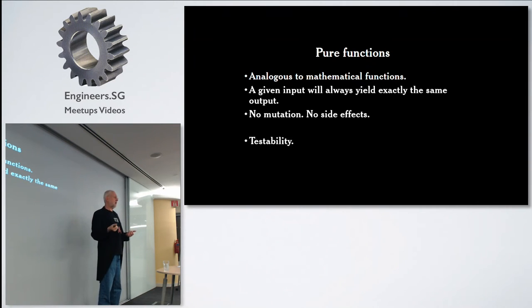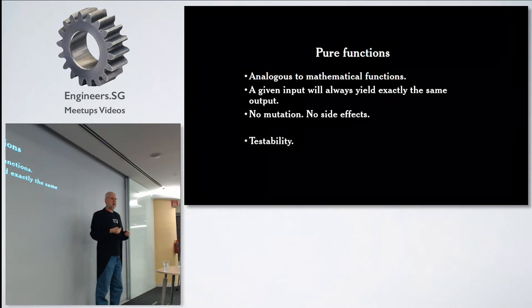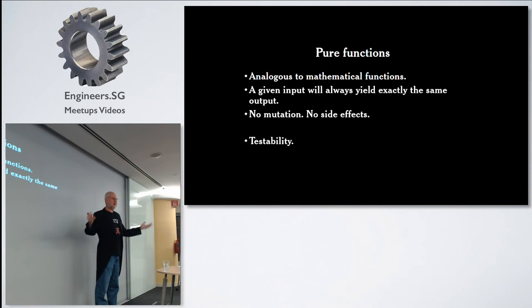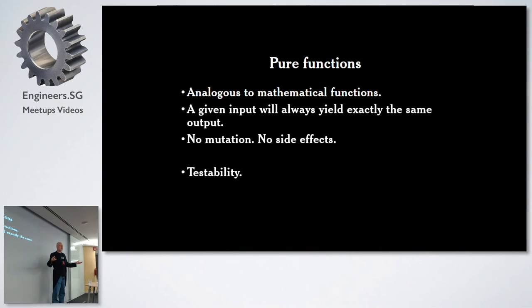First reason is testability. If you give a certain input to a function and it always gives you exactly the same output, always guaranteed, then testing becomes a whole lot easier because you don't need to worry about the context of anything. Because no matter how you call it, no matter when you call it, it should return the same thing. So your testing burden should go way, way, way down.